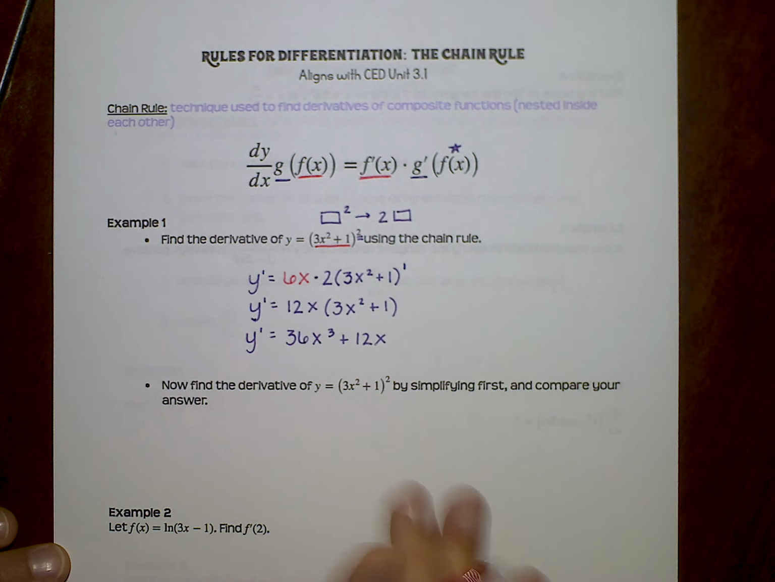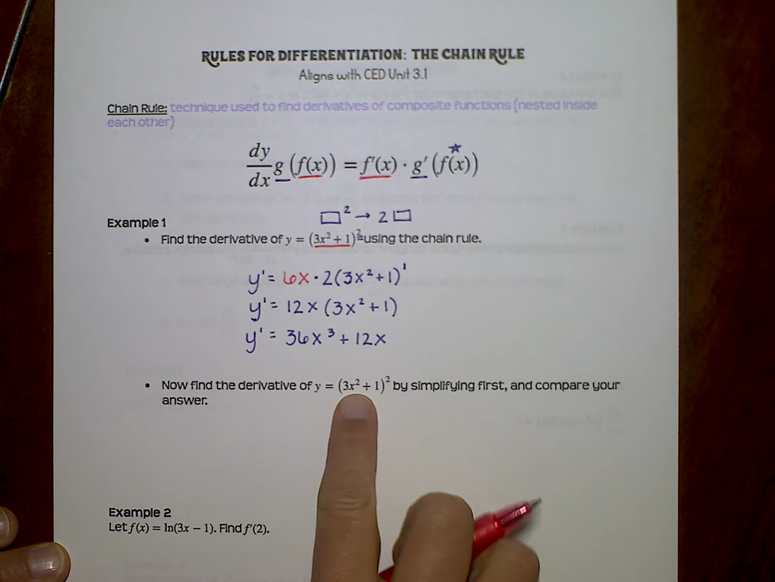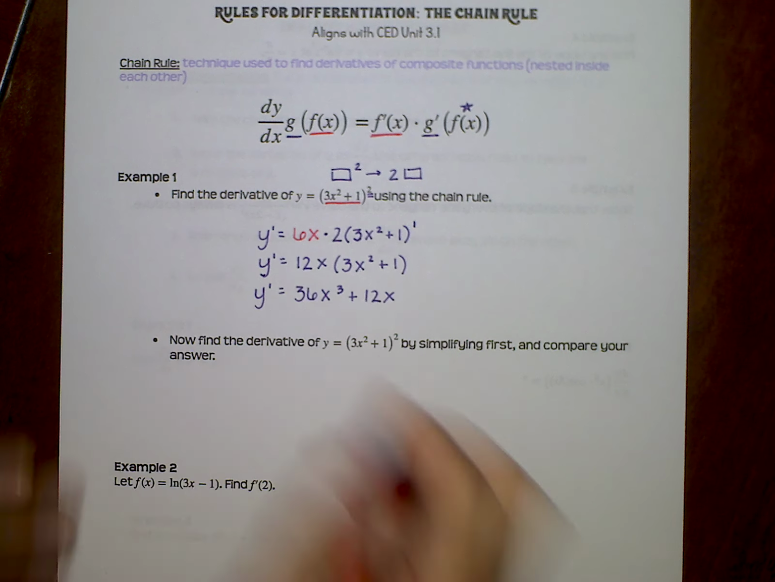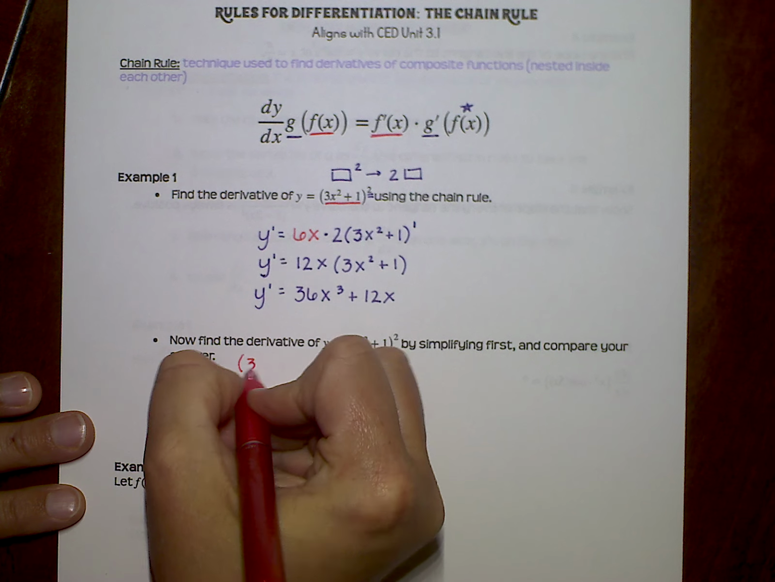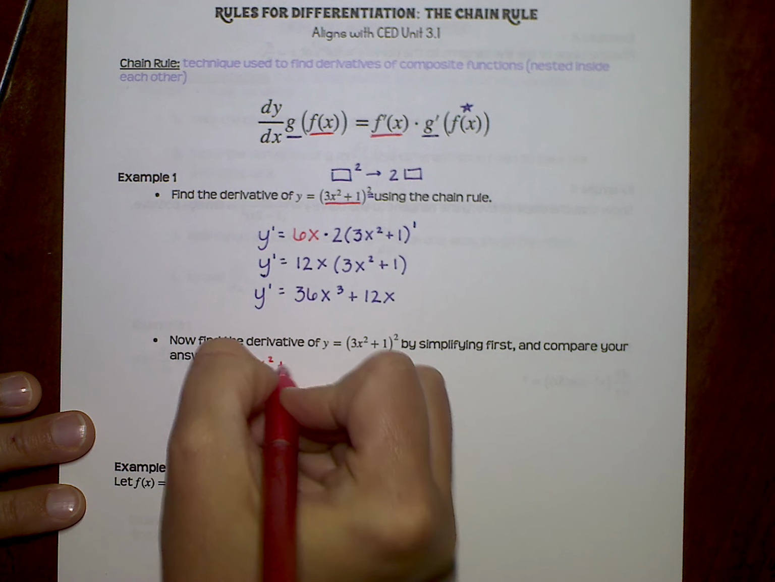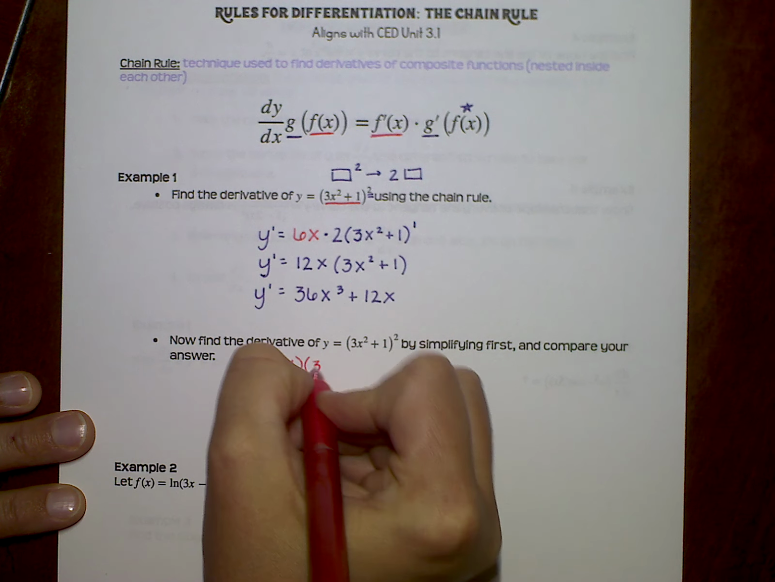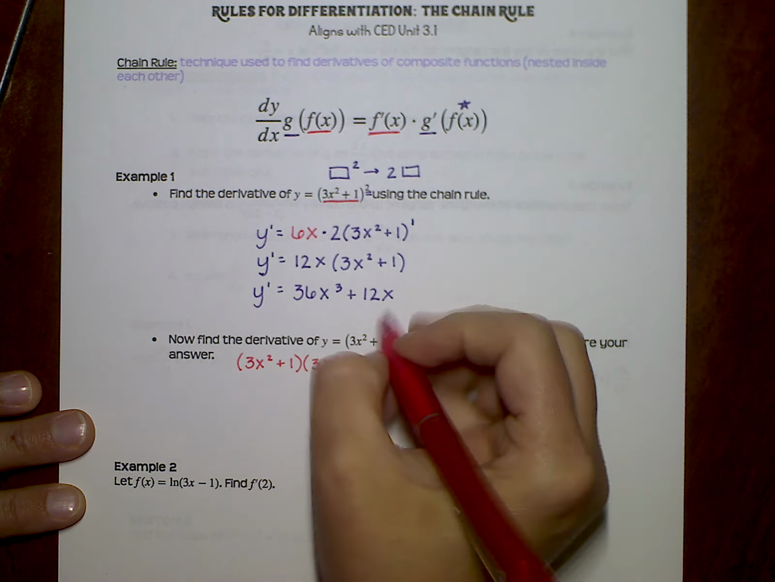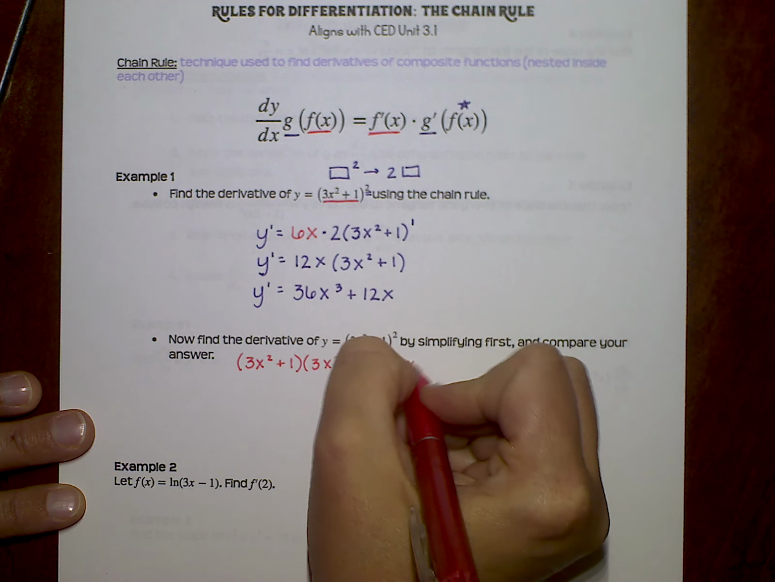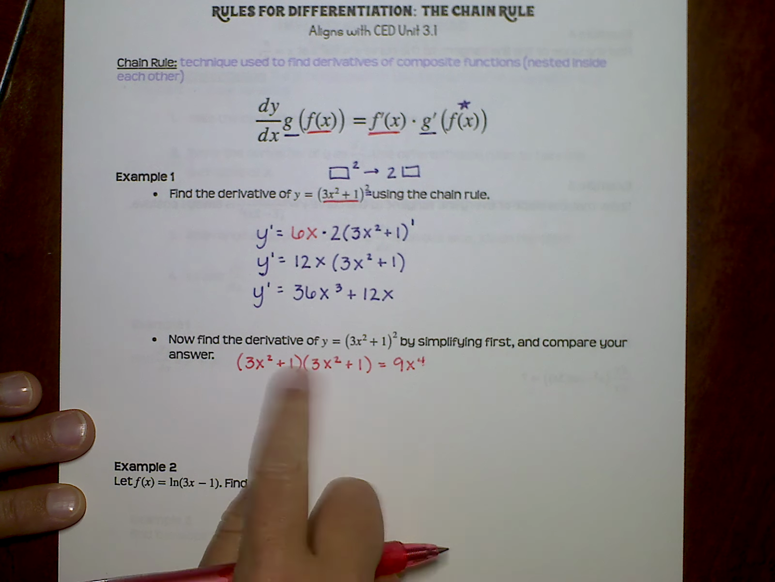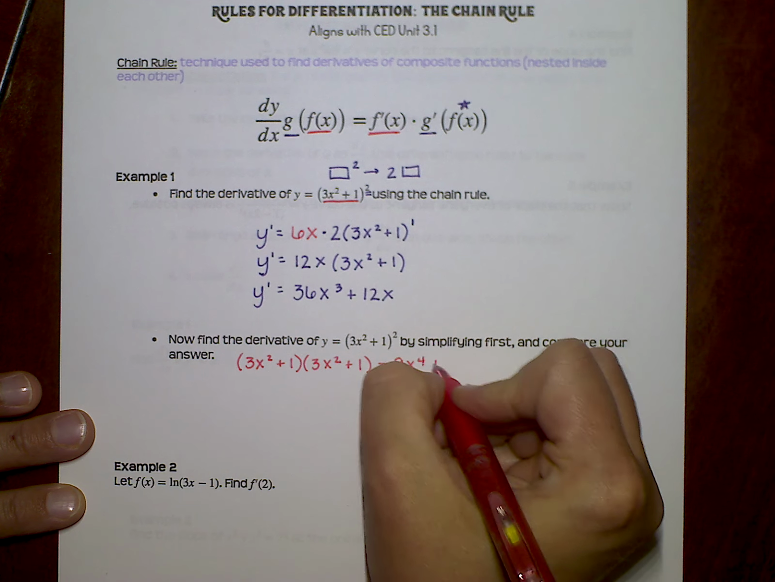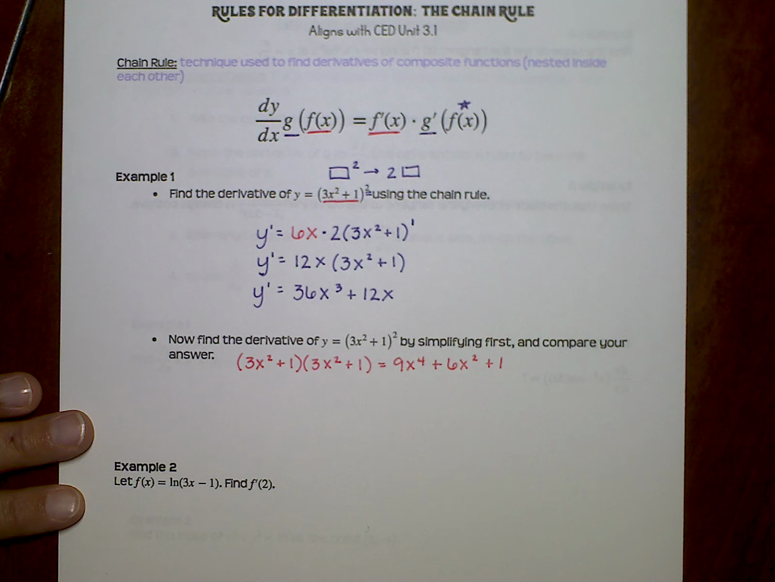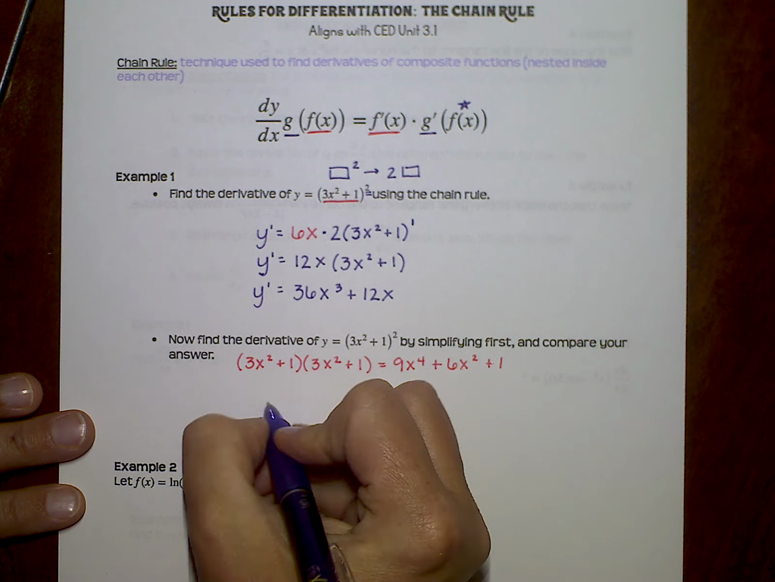Okay. And just to prove to you that what I just did worked, I'm going to take this function and FOIL it out. I'm going to expand it. Okay, so let's see, 3x squared plus 1 times 3x squared plus 1. That's going to give me a 9x to the 4th. It's going to give me a 3x squared and a 3x squared, which is a 6x squared. And then a 1.